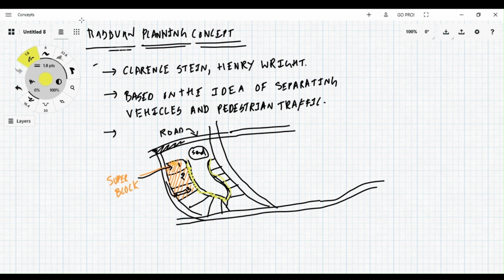Suppose children are there, if he wants to go to school, he can simply come to the back side of the super block and go to the school without interfering with the vehicular traffic. He'll come to the back side of this unit and connect with the pathway, and only through the pathways he will go to the school. These pathways and the back side are covered with greenery. All these are gardens.